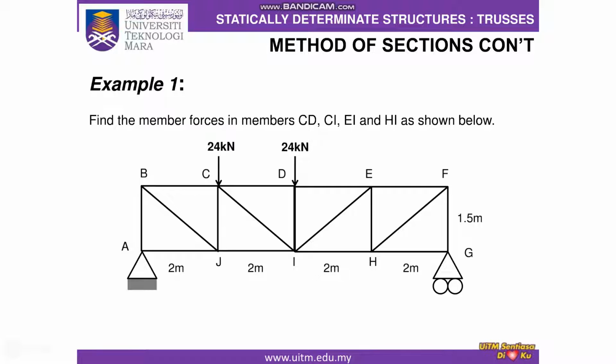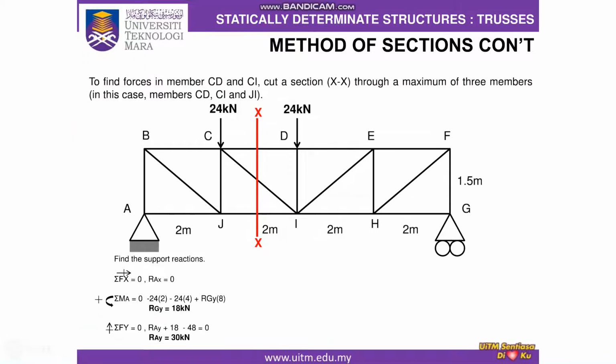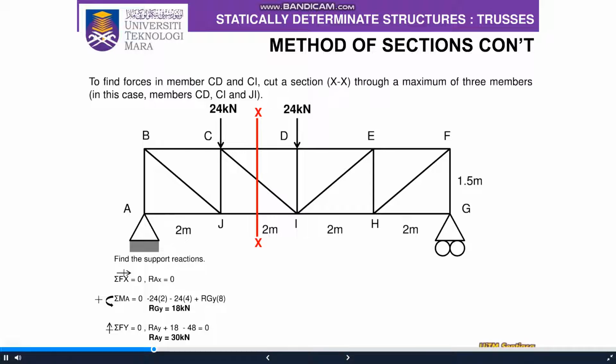In this example, you have to find member forces in members CD, CI, EI, and HI. You can see from this diagram, A is pin supported, G is roller supported. CD and CI we cut into XX, and EI and HI we cut into YY. The reactions that you get are RAX equal to 0 kilonewton, RGY equal to 18 kilonewton, and RAY equal to 30 kilonewton.